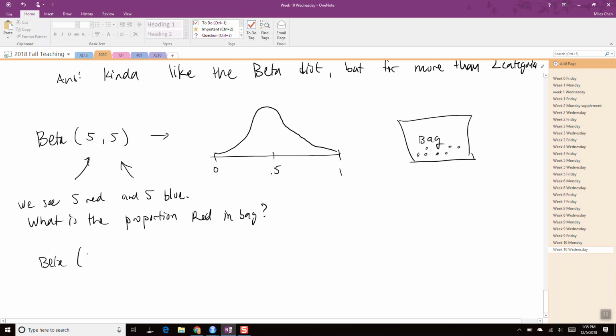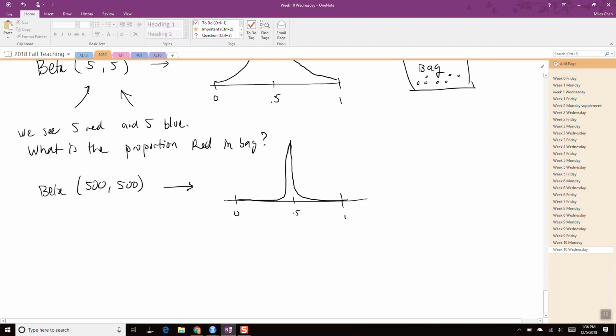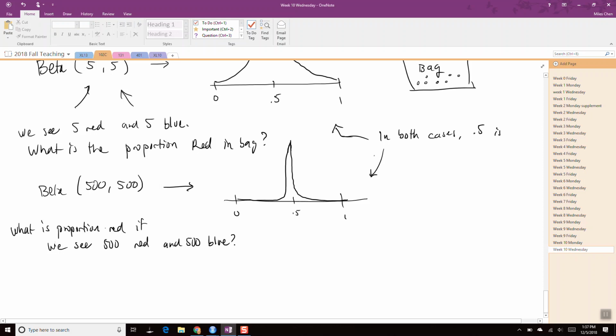If we have a beta 500 comma 500, what does this look like? It's really tall at 0.5, so it looks like this. This basically says we see 500 red and 500 blue, and what is the proportion red? The answer is, in both cases, 0.5 is the most likely value.